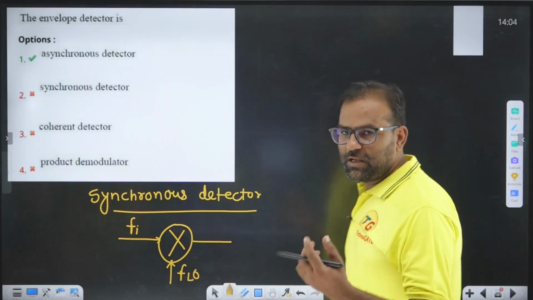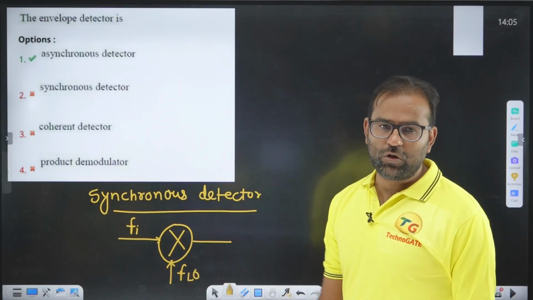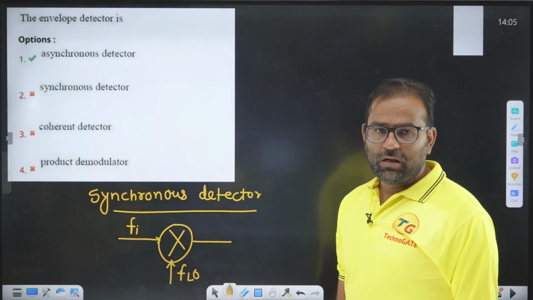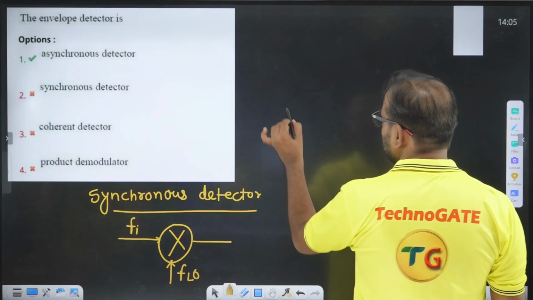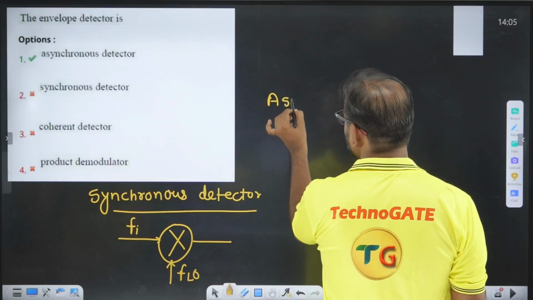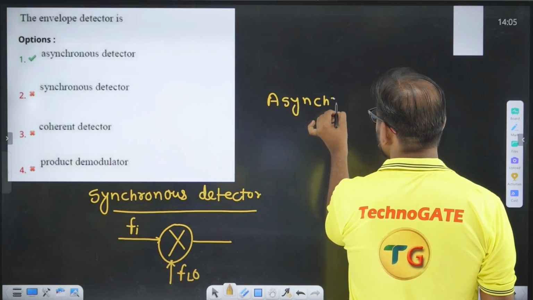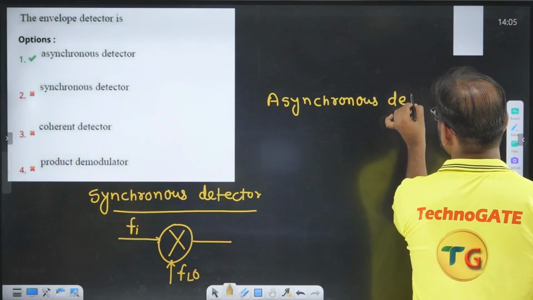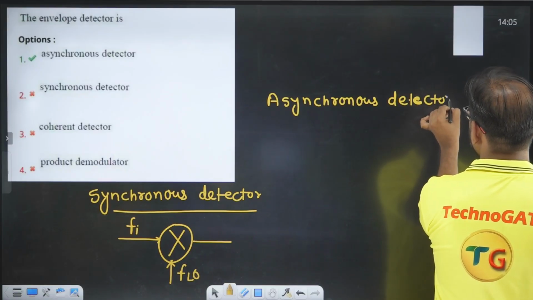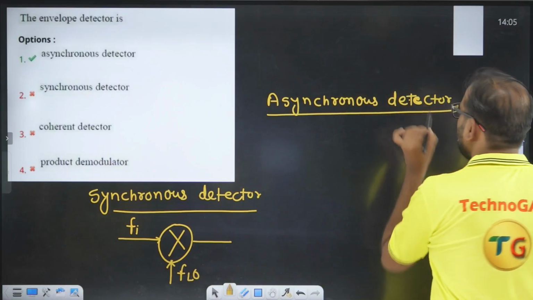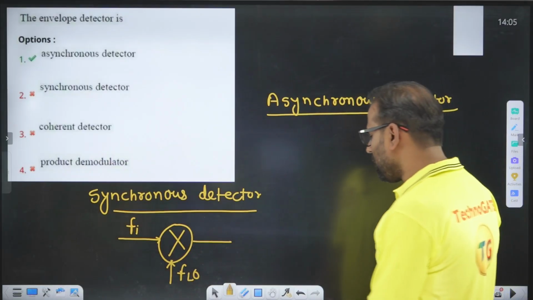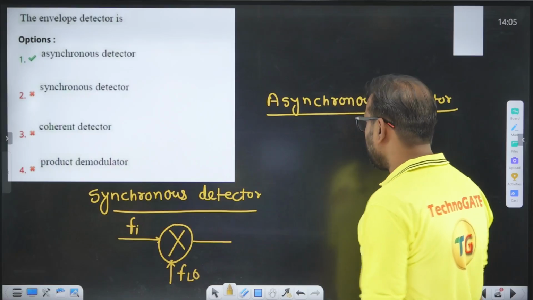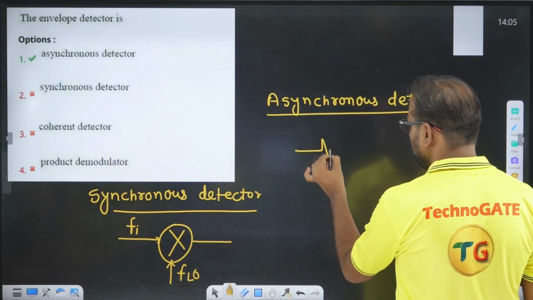So that's why we are having the Costas loop and everything, the concept of pilot carrier. But the envelope detector is what? The envelope detector is an asynchronous detector. How does it work? It works like this. So asynchronous detector means what? This is the kind of circuit. This is a half wave rectifier kind of circuit.